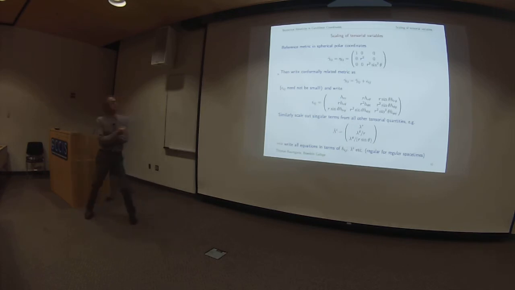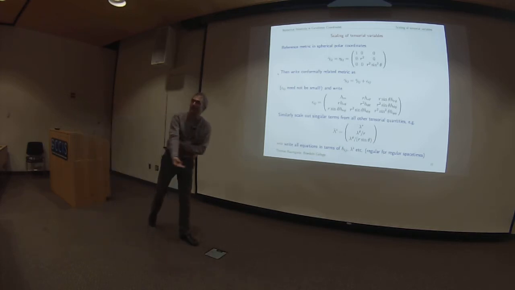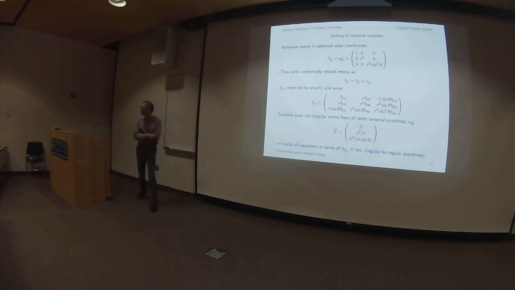Let's take spherical coordinates. The reference metric in spherical coordinates is just a flat metric. Here's the flat metric in spherical coordinates. Now the conformally related metric I write as the flat metric plus some deviation, which is not linear. So I'm not linearizing, it's fully non-linear, it's a deviation which need not be small. And this deviation I now write in terms of these functions h, i, j, but I decorate them with the appropriate powers of r and sine theta that I would get if I transformed a regular metric from Cartesian coordinates into spherical coordinates.